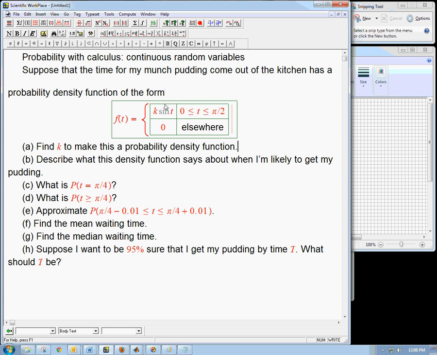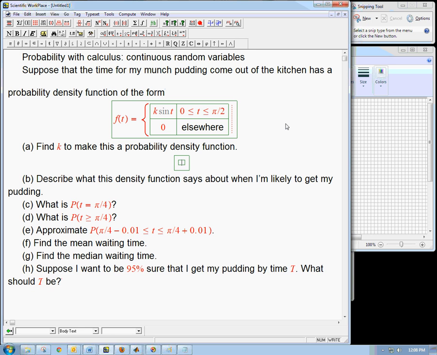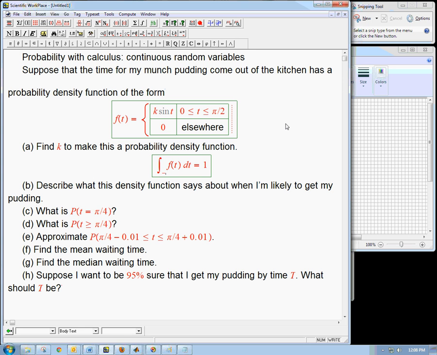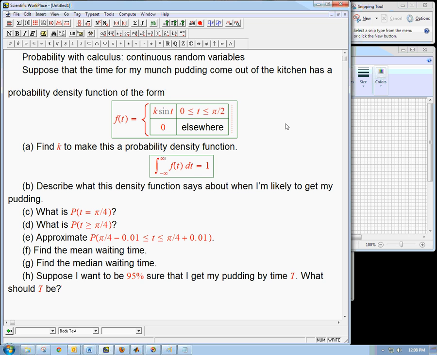Okay? For some reason, a sine function seems to be the right model. It's a bit weird, but that's what this problem is going to be about. And let's find the k. Okay, so we just need that the integral of the function is equal to 1. Now that's the integral on the whole real line, so that's minus infinity to infinity.